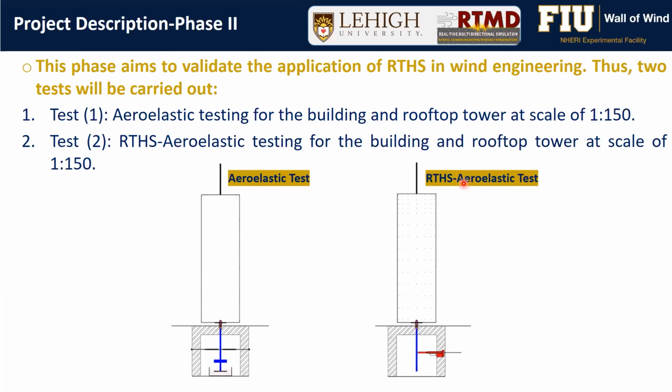Phase 2 part 2 will be implementing real-time hybrid simulation with this aeroelastic test, where we remove the spring-mass-damping apparatus and then add the actuation system to represent the displacement and deflection of the building in the two directions.